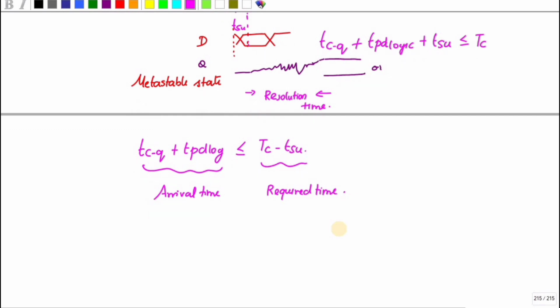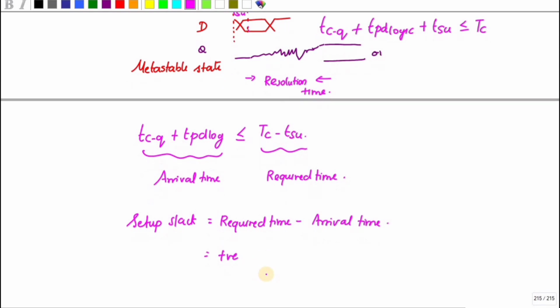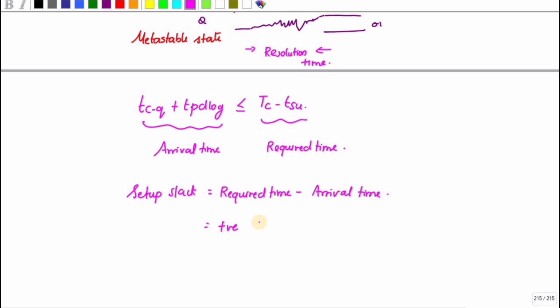So in order to avoid this setup time constraint violation, the setup slack is equal to the required time minus arrival time. So if it is positive, there is no problem. If it ends up in a negative value, there is a problem. This can also be written as minimum clock path minus maximum data path.